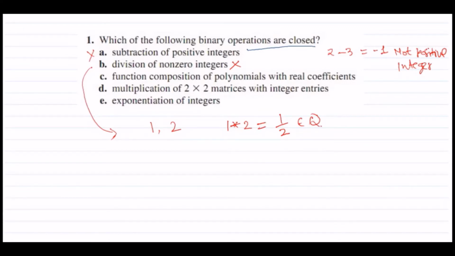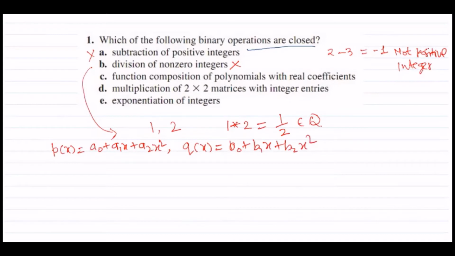Number C, function composition of polynomials with real coefficients. So let us see this. Suppose we are taking some polynomial p(x) equals a0 plus a1x plus a2x square, for example, and then another polynomial q(x) equals b0 plus b1x plus b2x square. We are taking, for example, a2 is non-zero and b2 is non-zero, and of course all ai and bi are real numbers, as we need to take function composition of polynomials with real coefficients.